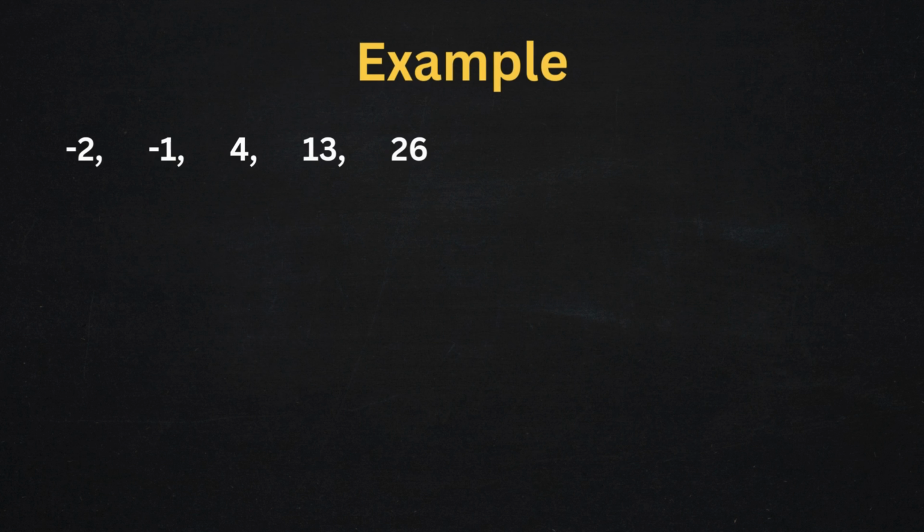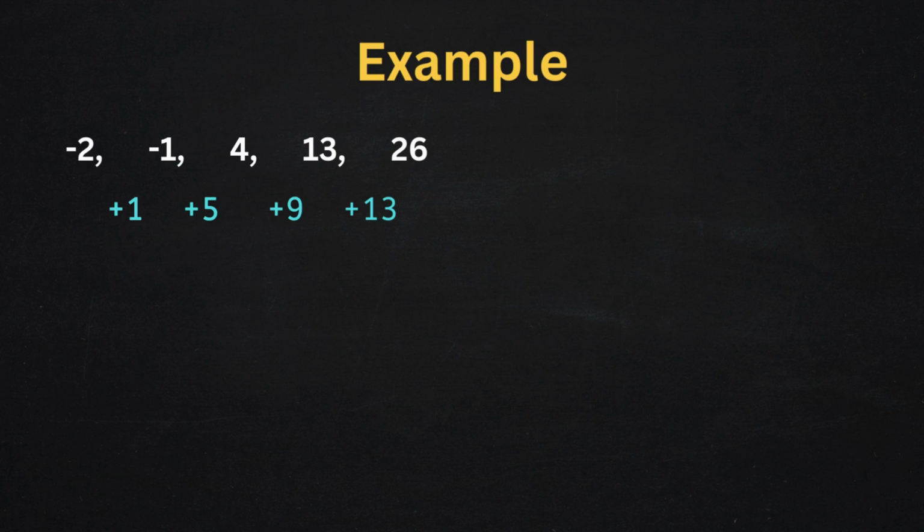Step 1. Check if it is arithmetic. Let's check. From -2 to -1, the increment is 1. From -1 to 4, the difference is +5. From 4 to 13, it's +9. From 13 to 26, there is an increase of 13. So, it's not an arithmetic sequence.